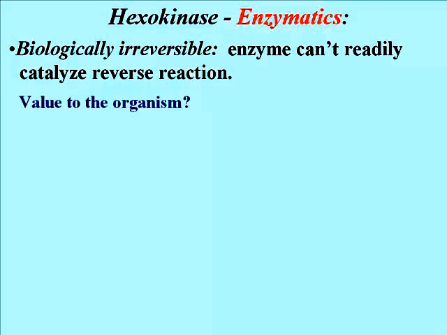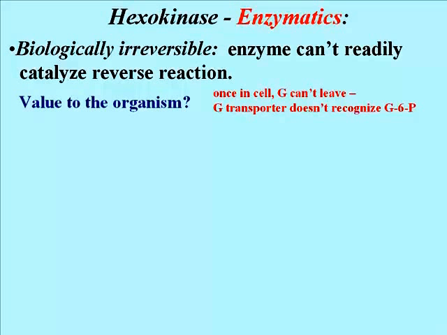How does a biologically irreversible hexokinase help an organism? Well, once inside the cell, glucose is rapidly converted to glucose 6-phosphate, and it isn't recognized by glucose transporter proteins that got the glucose into the cell in the first place. So this valuable nutrient, once in the cell, can't get out.